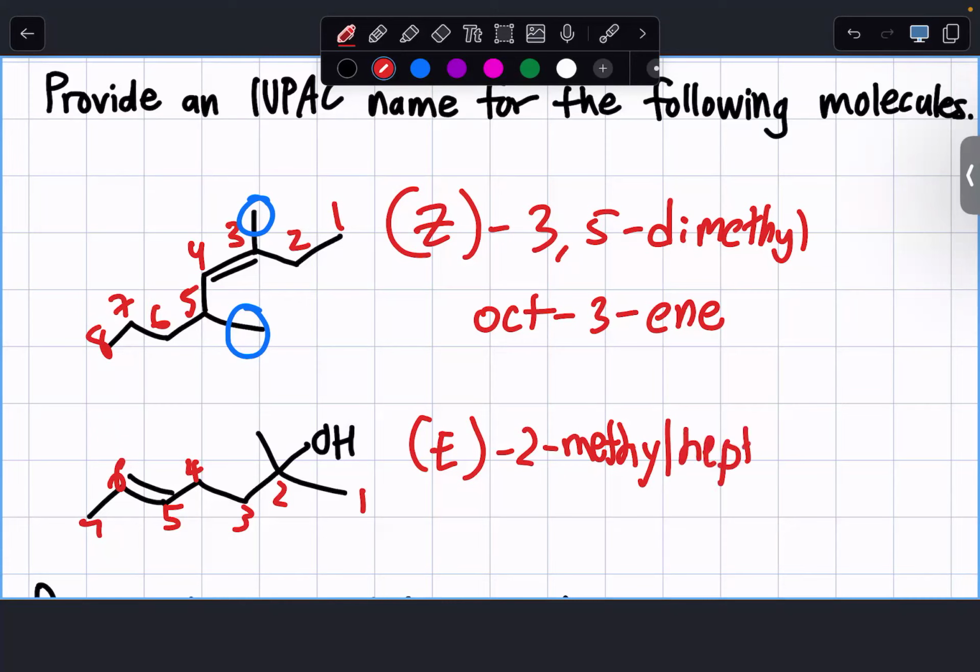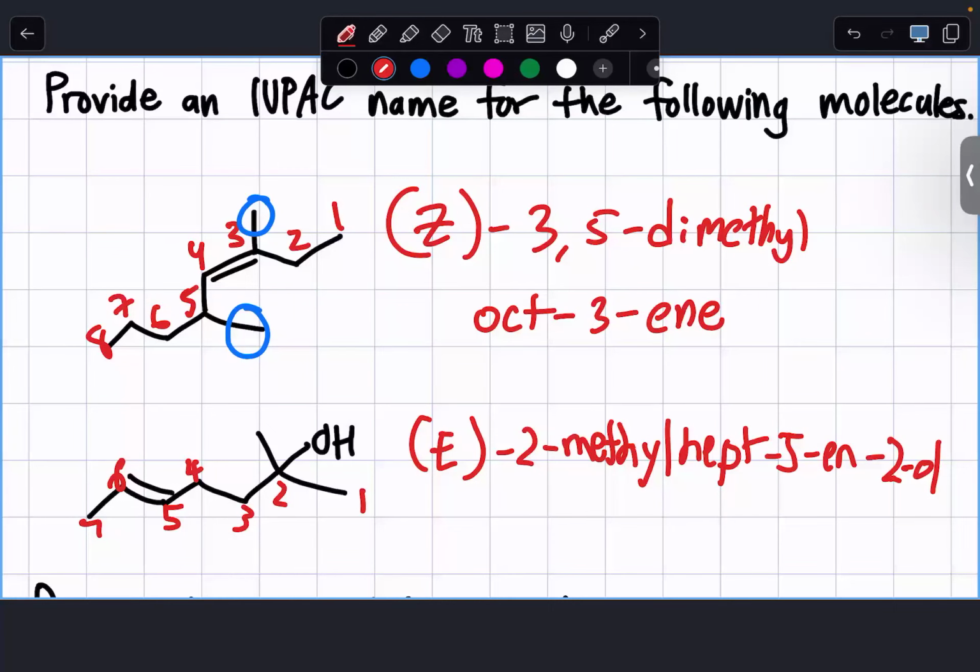This carbon has hydrogen and a carbon. This is the highest priority group for that carbon right there. For this one, which one has a higher priority? This methyl or this ethyl? Ethyl, that's right. So for that line right there, this is the highest priority group, and that's the highest priority group. They are on the same side.